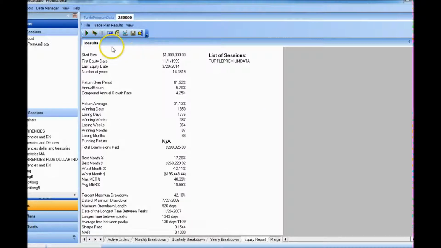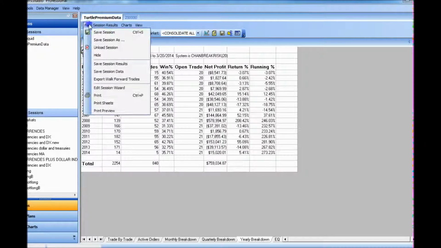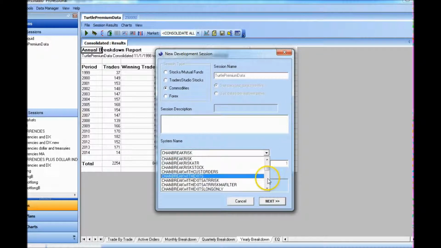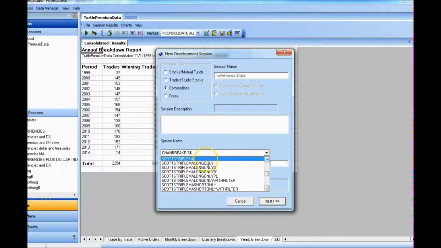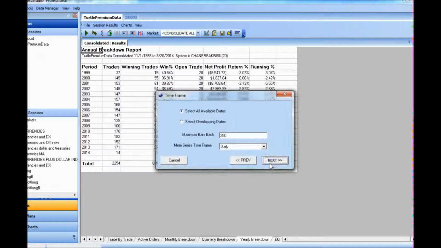So what we can then do is test another system, and I'm not going to do it now, but I'm just going to show you. We can edit the session wizard, and here are all the basic trading systems. Some of them came with the software program, and then some of them I developed. So if I wanted to test a triple moving average strategy, I could certainly do that. Run through the same thing.